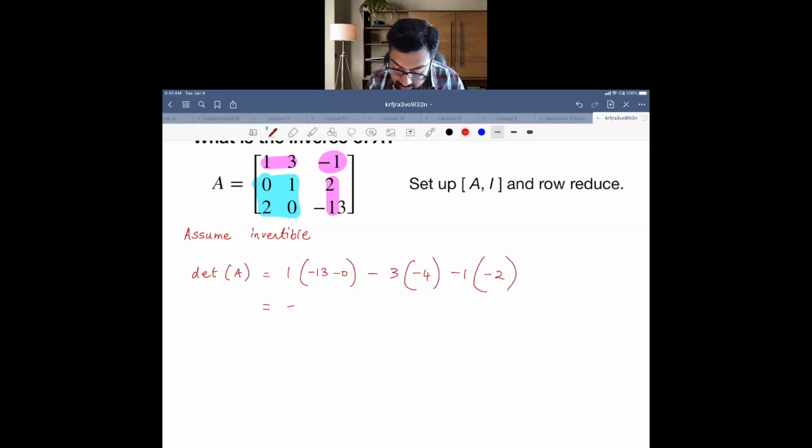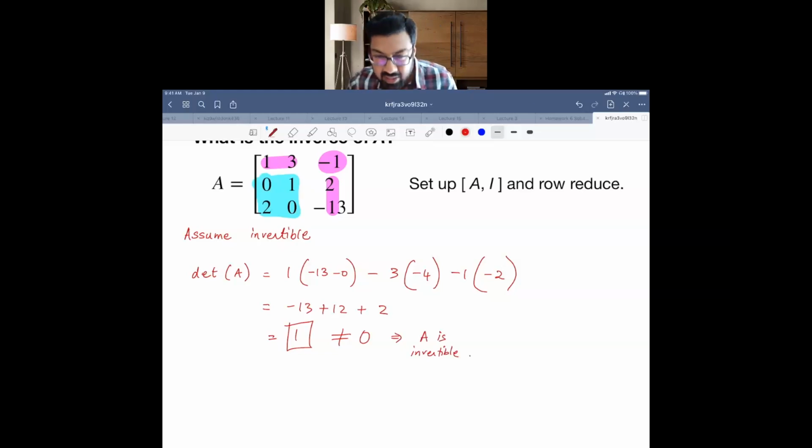And if I find this, I get negative 13 plus 12 plus 2, which is going to equal, what is that? Negative plus 1, right? Which more importantly, it is not equal to 0, which implies A is invertible. So this is for a 3 by 3 case to find the determinant. We'll look at more examples later on, but I just wanted to point that out since we are considering a 3 by 3 example. So it is invertible. I've assumed it, but also I've proved it.